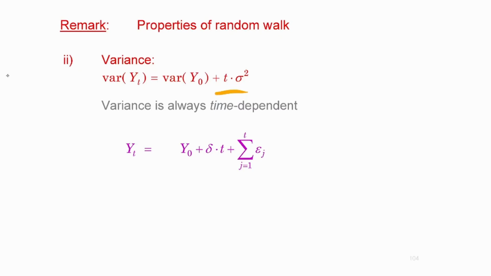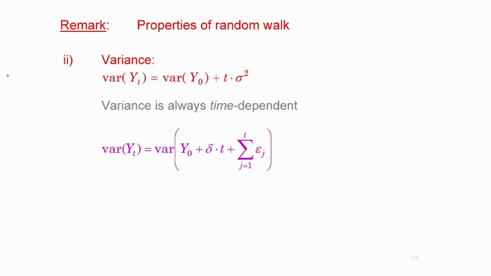Now, how come? The variance of a sum is not the sum of the variances in general, but you can simply take out the additive constant, because an additive constant does not have an impact on the variance at all. And then you have the variance of a sum of the starting value plus the noises. Now, the noises don't depend on the starting value, so there is no correlation.